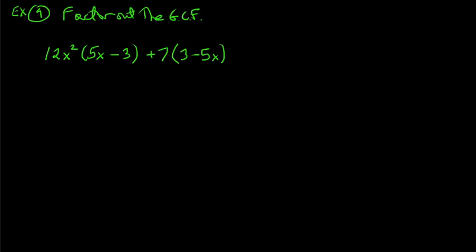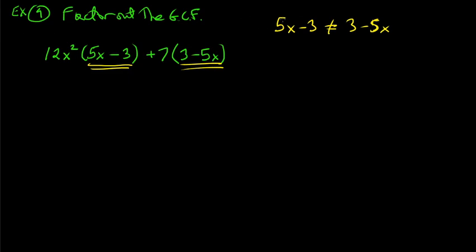Okay, factor out the GCF. 12x squared times 5x minus 3 plus 7 times 3 minus 5x. There's something tricky going on here as well, isn't there? What is the GCF? The 12x squared and the 7 have nothing in common, unlike the last problem where they did. But here, 5x minus 3 and 3 minus 5x, they're not the same thing, are they? 5x minus 3 does not equal 3 minus 5x. So that's an issue. It doesn't look like we can factor it out.